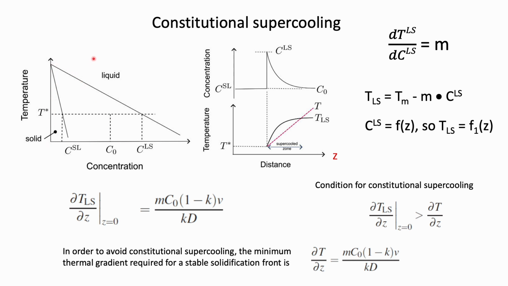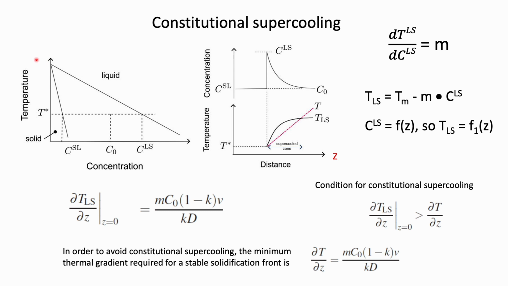There is a liquid phase here and a solid phase here. In the middle is the two-phase region. This line shows the boundary between the liquid phase and the two-phase region. This temperature we mark as TLS, the liquid phase and solid phase boundary.